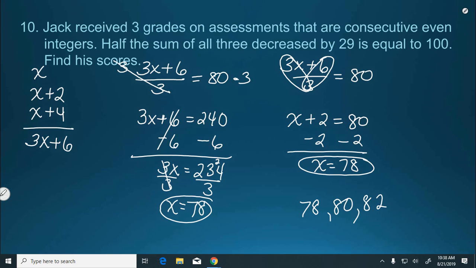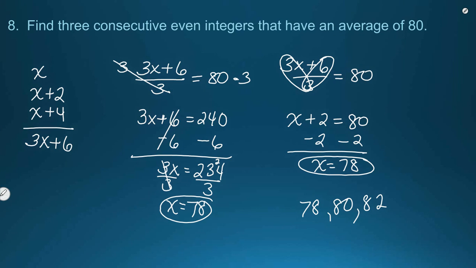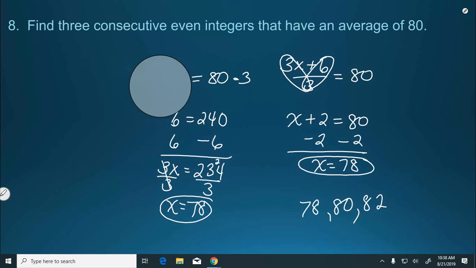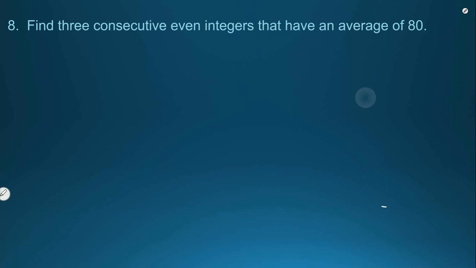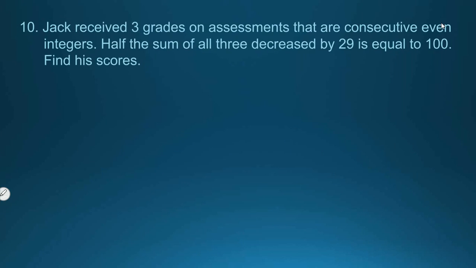Okay, so remember average. Whenever you're calculating something with an average, you have to divide the sum by the number of numbers. All right, let's take a look at the next problem. So jumping to number 10. Jack received 3 grades on assessments that are consecutive even integers. Half the sum of all 3 decreased by 29 is equal to 100. Find his scores. All right, so now we're getting a little bit tricky.